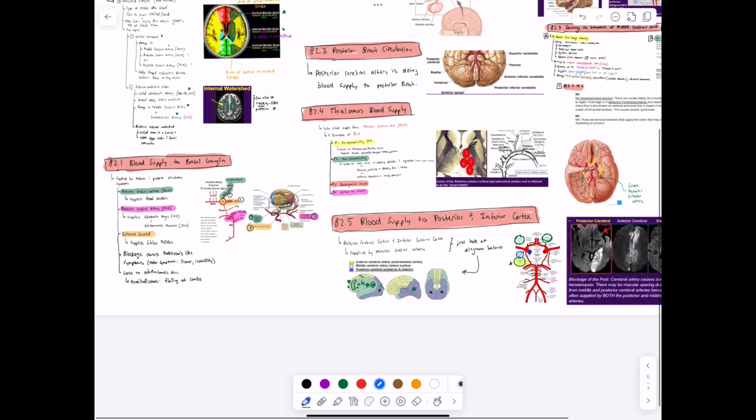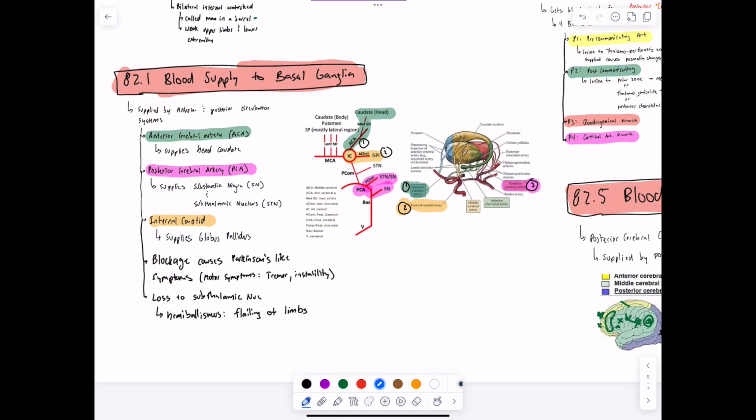Okay, so blood supply, we're just going to look at different regions. We have blood supply to the basal ganglia, and so here are our friends, the basal ganglia. We have different parts of it, the putamen and the caudate, and then we also have substantia nigra and globus pallidus more medially, but the overall blood supply is going to be from the anterior cerebral artery, right here, and the posterior cerebral artery, which is located right here.